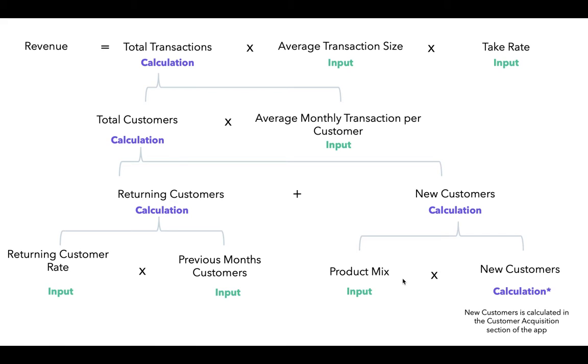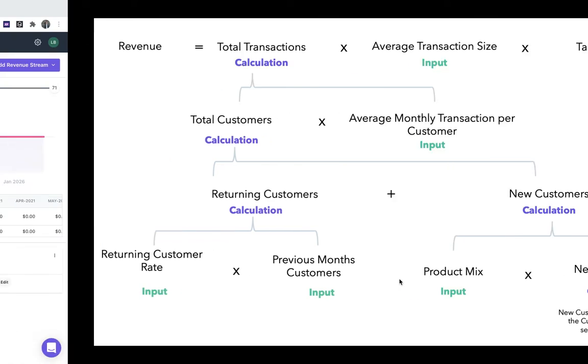Total transactions are going to be calculated by our total customers times the average monthly transactions per customer. Average monthly transactions per customer is going to be an input, but then total customers is going to be derived by our returning customers, so customers that we had in previous months that are coming back to us, plus the new customers that we get at any given month. Returning customers is again going to be derived by returning customer rate, which is going to be an inputted value, multiplied by the previous month's customers, which again will be an inputted value. New customers is going to be calculated as the product mix, or the percentage of new customers that are buying this particular product that we're modeling here, times the total new customers throughout the entirety of the business.